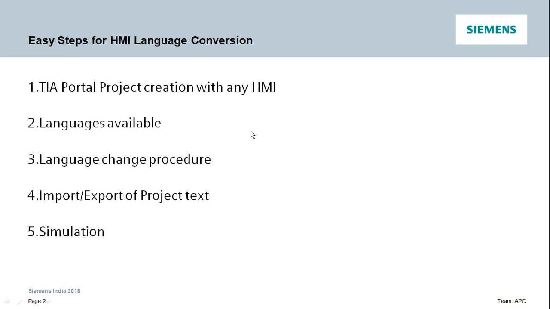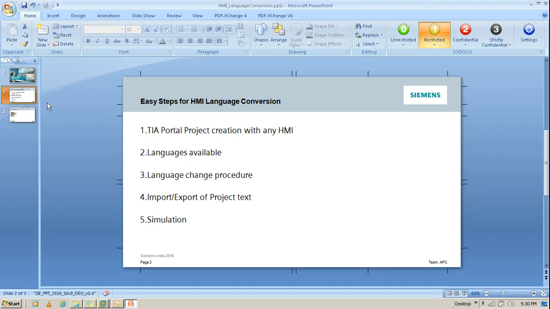So these are the steps which we'll follow for HMI language conversion. First I'll show you how we create a TIA Portal project and add an HMI device. Second, we'll see all the languages which are available. Third, we'll see the language change procedure. Fourth, we'll see one more type of language change procedure which is easier, that is import export of project text, and lastly we'll simulate the HMI and see how it actually works. So let's get started.